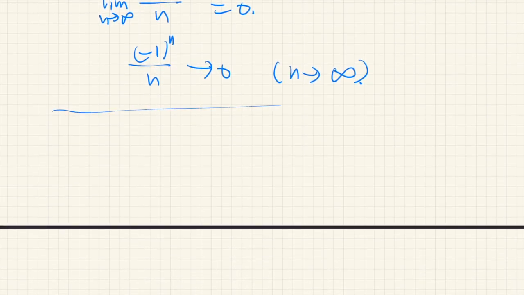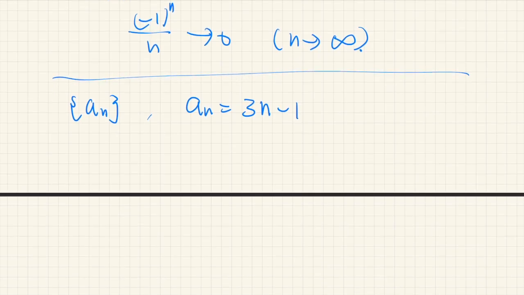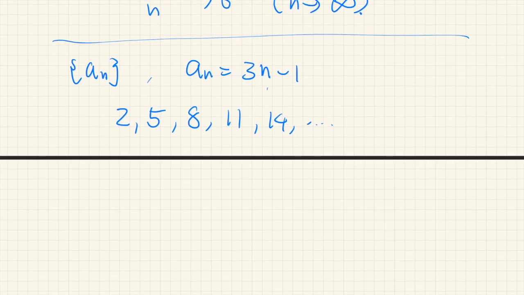And here's another example of divergence. Suppose we have a sequence an where an is given as 3n minus 1. Okay, so the first several terms of this sequence are this. So when n is equal to 1, we have 3 times 1 minus 1, so that's 2. And the next one is 5 and 8 and 11 and 14 and so on, and it becomes bigger and bigger as n gets bigger and bigger. So it doesn't converge in this case. And in fact, it diverges to positive infinity.